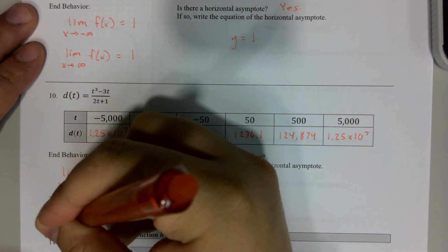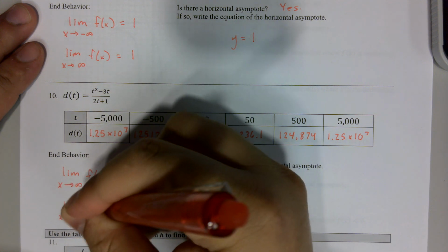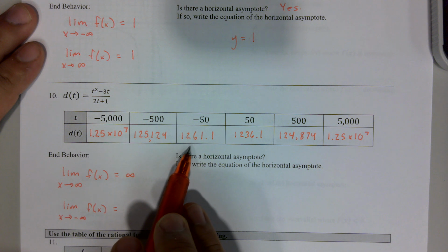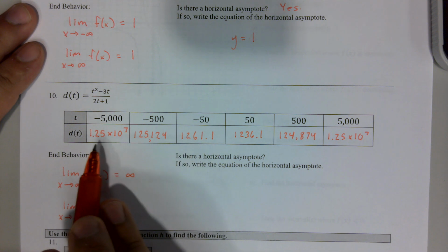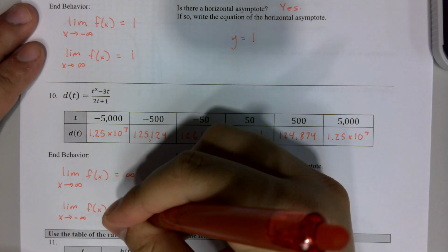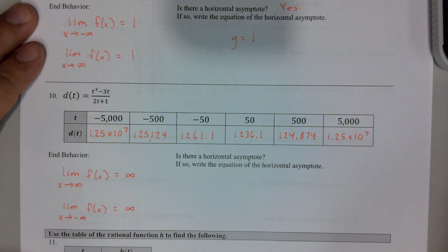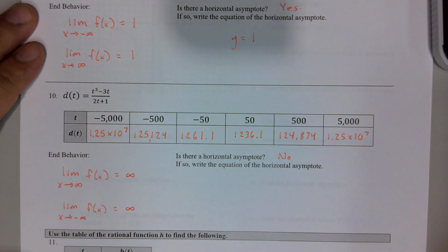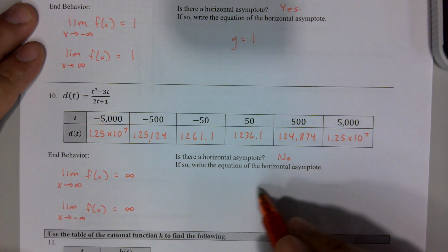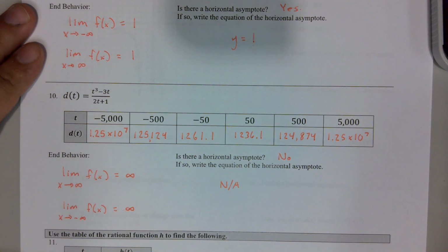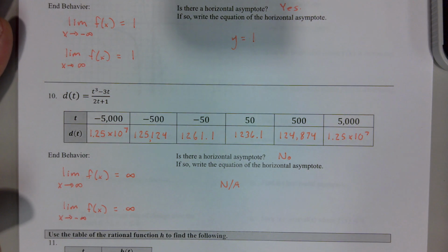Limit as x goes towards negative infinity of f of x. It doesn't slow down. A little over 1,000, over 100,000, over 12 million, and if we type in an even bigger number over here, it's just going to keep going. This will also approach positive infinity. So it doesn't have a horizontal asymptote. And because we don't have a horizontal asymptote, we don't have an equation for one, so it's not applicable.